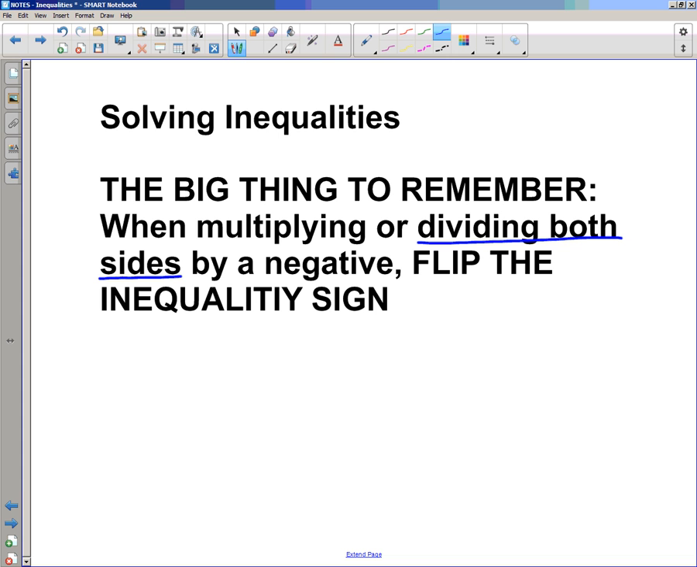For this unit, we're going to leave our answers in inequality form. We're not going to use interval notation in this unit, although we will be dealing with interval notation later in the year when we get into functions.